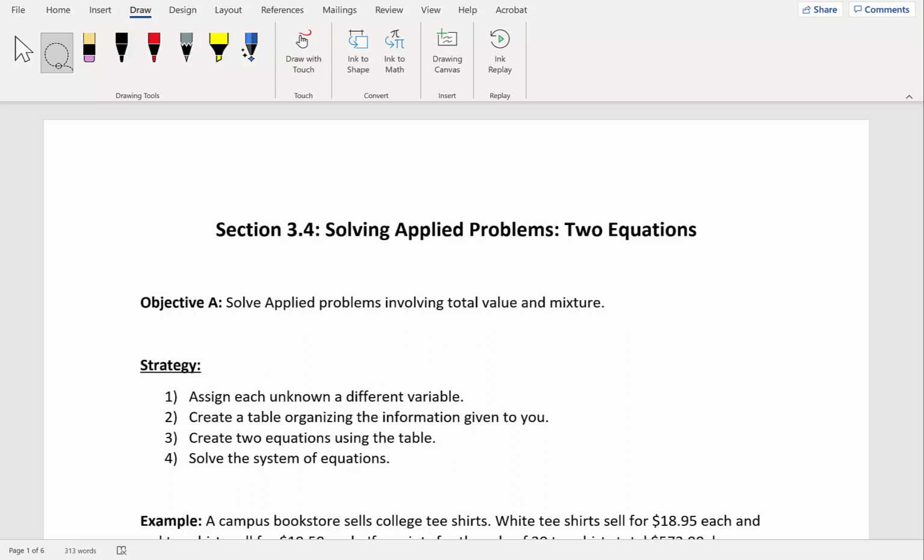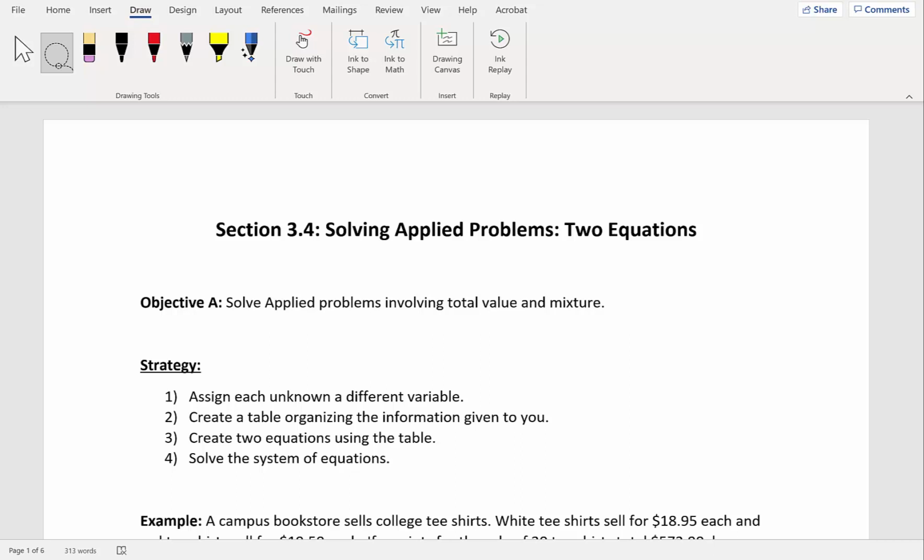Okay, in this video, we'll take a look at section 3.4, which is solving applied problems with two equations. Now, our first objective, we're going to solve applied problems involving total value and mixture. Now, the strategy here is you're going to assign each unknown a different variable. So let your first unknown be x, let your second unknown be y.